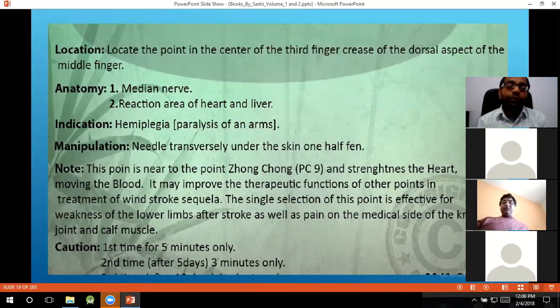So this has to be dealt with carefully, but the combination of 11.10, 9 and 13 with the Indian scalp gives very good results. Immediate results with foot drop and movement of the limbs also. The reaction area is heart and liver, and the nerve is the medial nerve, and it gives good results. There is no doubt.